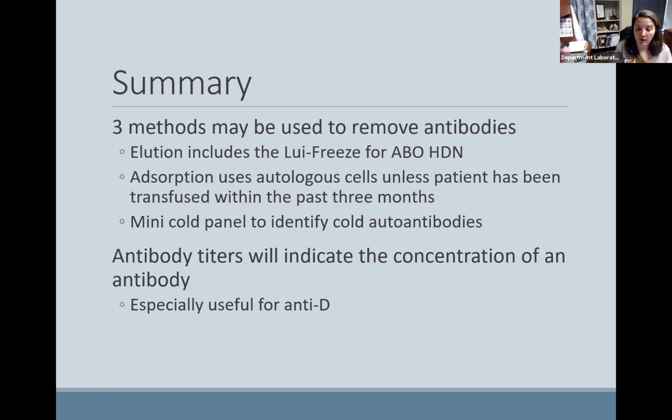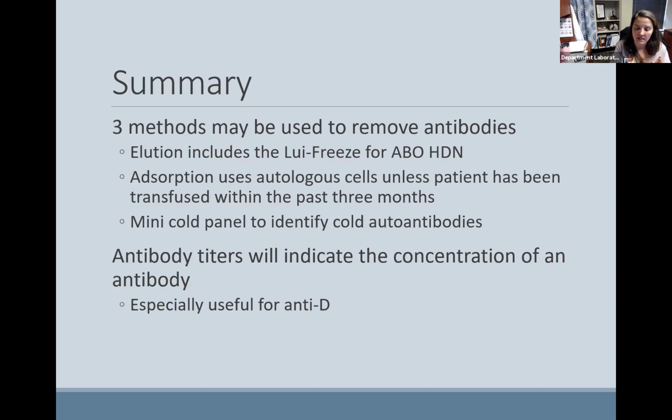So you could do a chloroquine diphosphate treatment. That just dissociates the antibody from the red cells while saving the red cells. It doesn't lyse the red cells like your other elutions do. And then another one is the glycine EDTA treatment, and we've talked about that before.